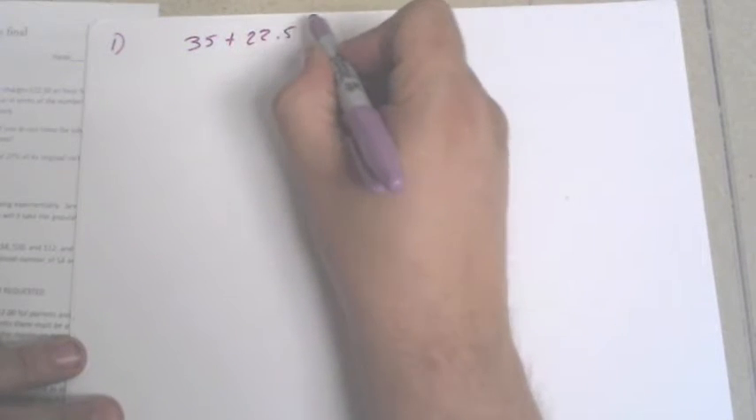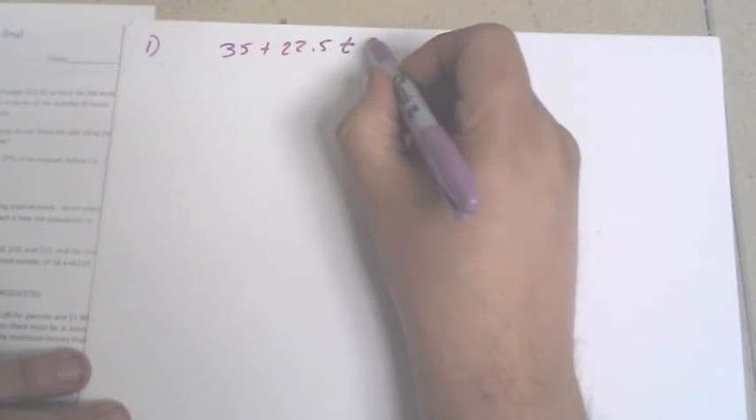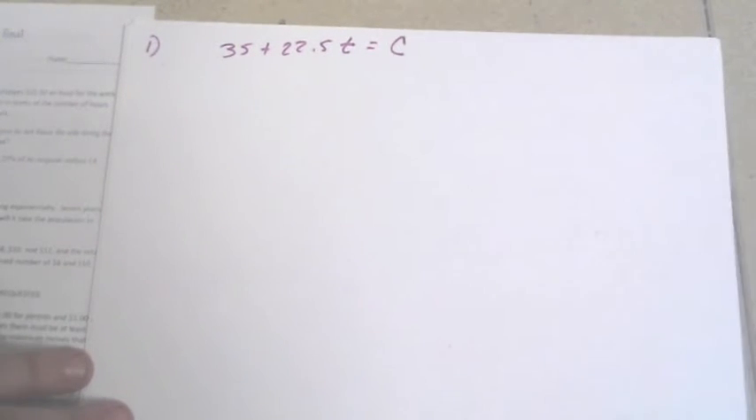Okay, application final. Number one. They start off hopefully fairly nice. You're told a contractor comes out and charges $35. In addition, they charge $22.50 for every hour. So I'm going to make T the hours of work to figure out what their final cost is. I'm going to use C for cost.